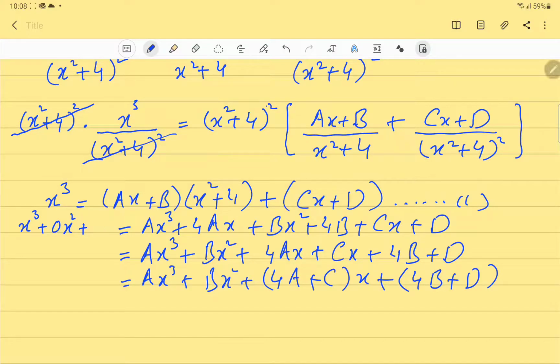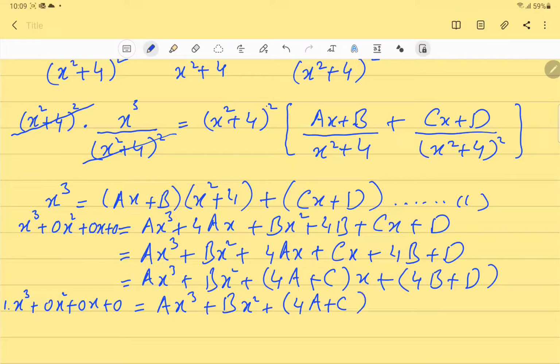Actually we have to write one more value here, which is 0x plus 0. So we can write 1x cubed plus 0x squared plus 0x plus 0 is equal to ax cubed plus bx squared plus 4a plus c into x plus 4b plus d.